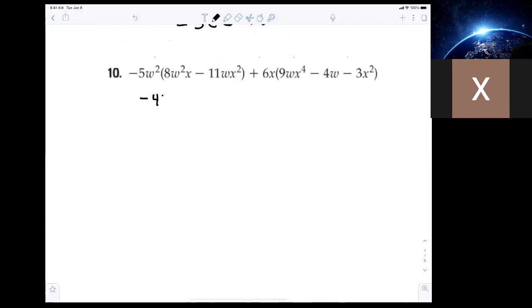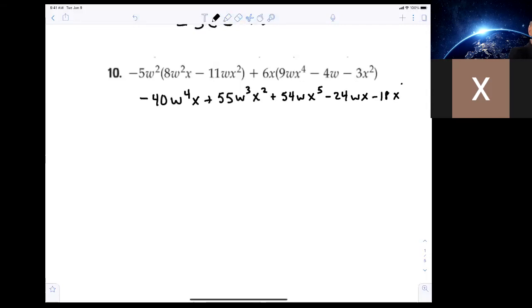Negative 40 w to the fourth x plus 55 w to the third x to the second. Now, again, you should be getting a little better as we go down the page, so you may not have any issues with that right off the bat. 6 times 9 is 54, so we want plus 54 w x to the fifth, minus 24 w x, minus 18 x to the third.